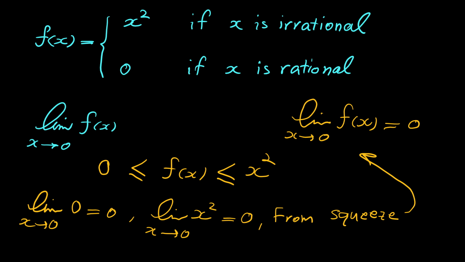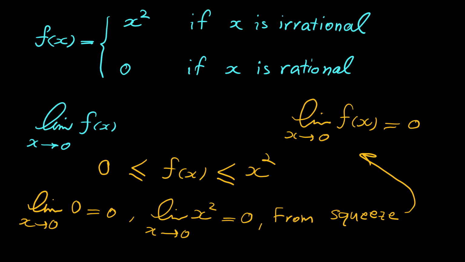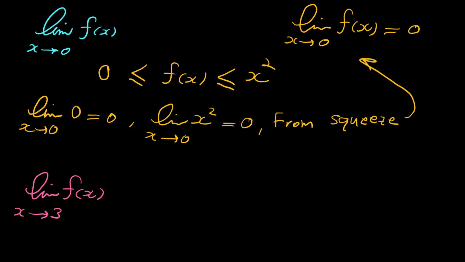Because attention, when x approaches 0, x to the 2 is 0, and 0 is 0. So these two expressions, when x approaches 0, both of them approach 0. But when x approaches 3, x to the 2 approaches 9, but 0 is 0. So the story would be different. But how can we find this limit? What method can we use for finding the limit of this function when x approaches 3?